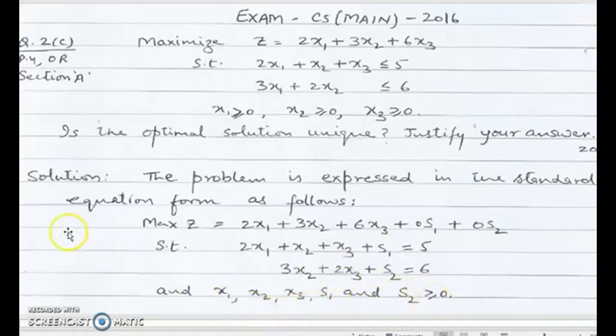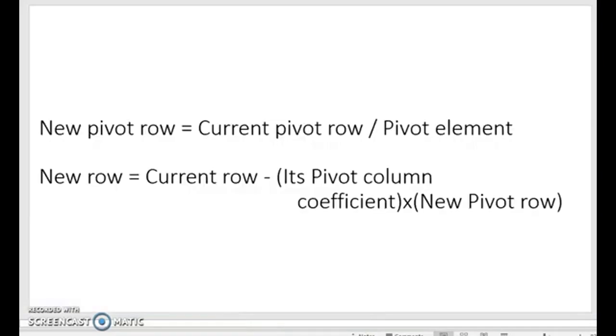Before going to the tabular form of the simplex method, we need to know the Gauss-Jordan formula, and these are the Gauss-Jordan formulas. New pivot row is equal to current pivot row upon pivot element, and the second formula is for all rows except the pivot row, meaning for the Z row as well as the other basic variables.